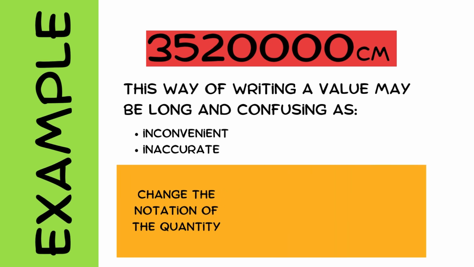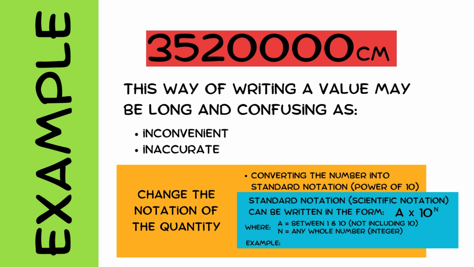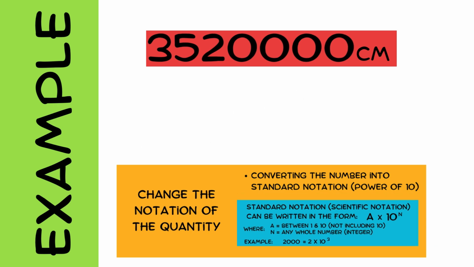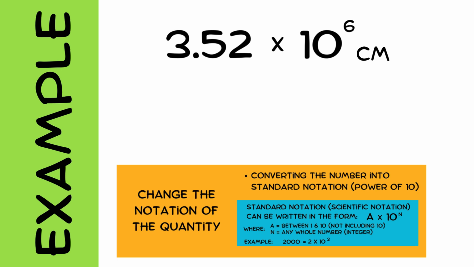The first solution is a matter of converting the value to standard notation, or as a power of 10. Standard notation, or scientific notation, is normally written in the form a times 10 to the power of n, where a is any number between 1 and 10, not including 10, and n is any whole number. For example, 2000 as a power of 10 is just 2 times 10 to the power of 3. Using this same logic, we can convert the value below to 3.52 times 10 to the power of 6.